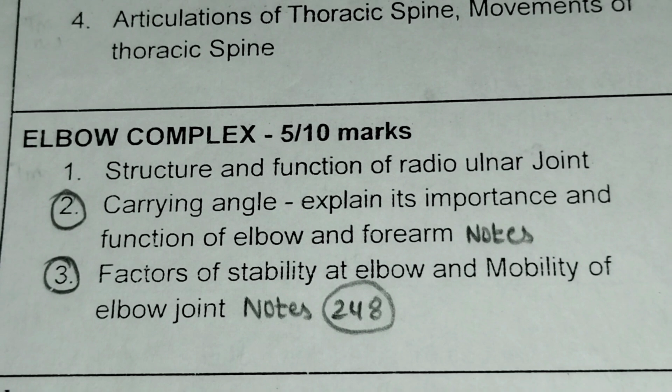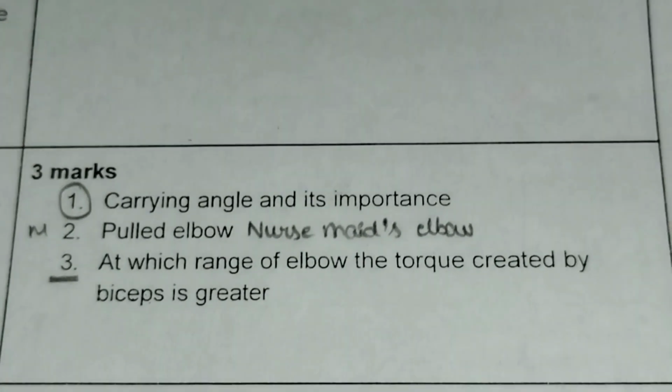Next, the important 3 marks questions of this chapter are: first one, carrying angle and its importance. Second one, pulled elbow. Third one, at which range of elbow the torque created by biceps is greater. And finally, we are done with this chapter.